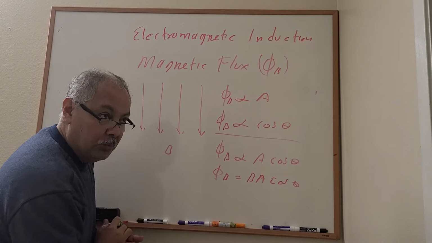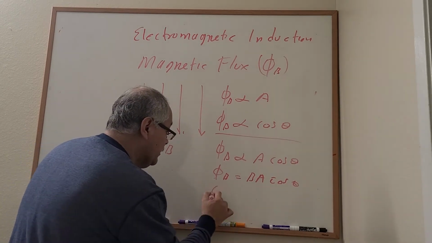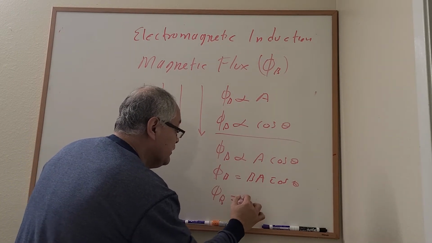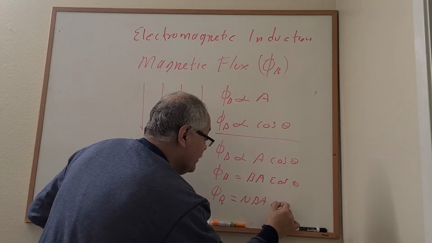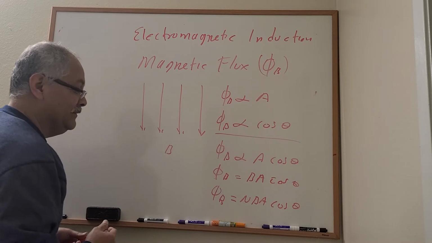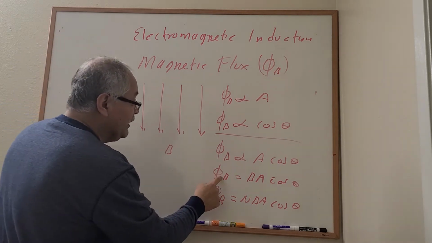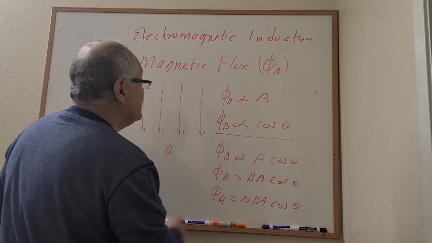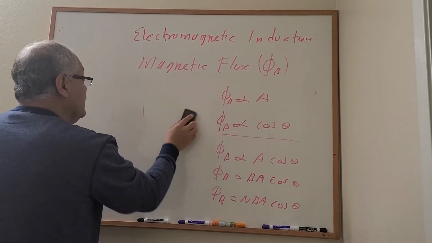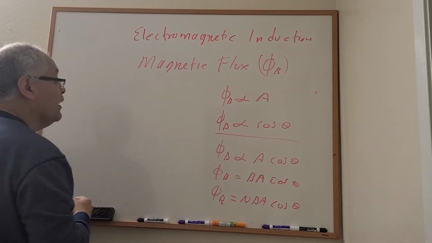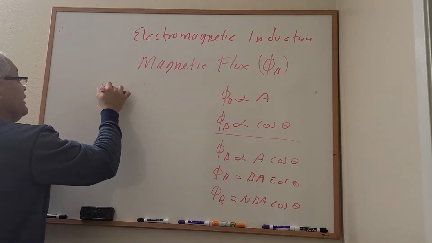This one is for one loop. If we have N loops, we just multiply this by N: N B A cosine theta, correct? Now this is a new quantity, right? Now let's find the units for this quantity, the magnetic flux. Okay, so the units are these. We have two units.